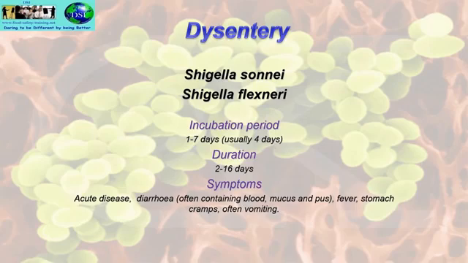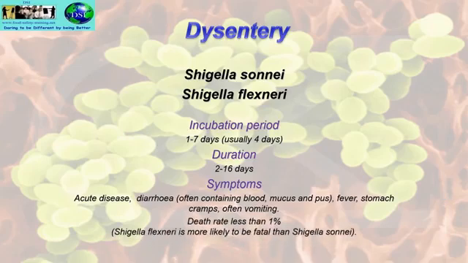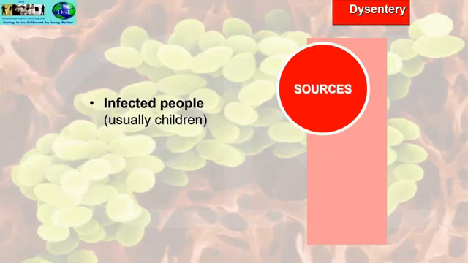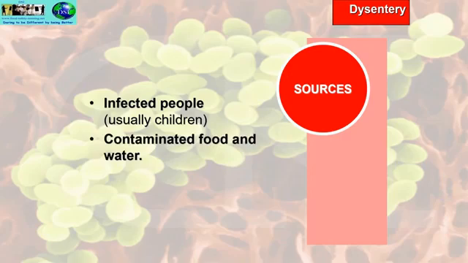Diarrhea, often containing blood, mucus and pus. Fever, stomach cramps, often vomiting. The death rate is less than 1%. Shigella flexneri is more likely to be fatal than Shigella sonnei. Sources include infected people, usually children, contaminated food and water.